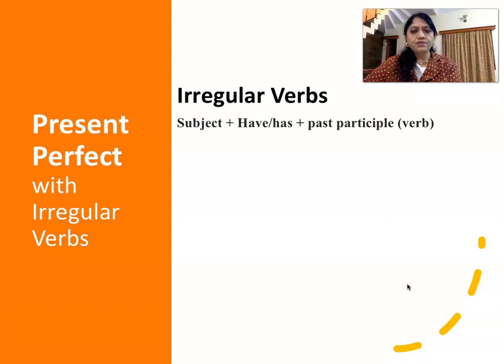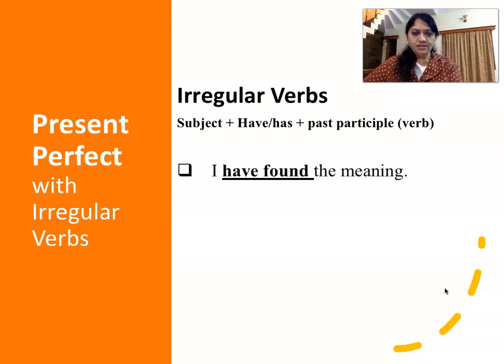Now when we use irregular verbs to form present perfect tense, this is the structure. Subject plus have or has plus past participle of the main verb. Now if you notice, there is no ed form because these words cannot take the ed.